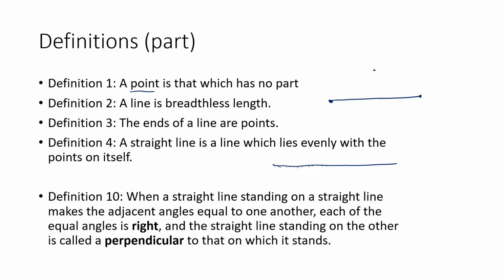There are a bunch of them. Then I pick some important ones. This says when there's a straight line, and there's another line standing on this straight line that makes the adjacent angles equal to each other. So this one, angle 1 and angle 2 equal each other. Then we define the equal angles as right angles. We call them right angles. Right angles come in here, it's defined.